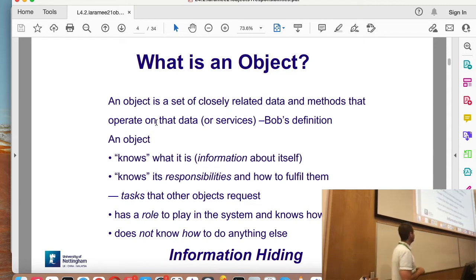And an object is responsible for information hiding. We don't want other objects to have direct access to a given object's information or data. Those are also called member variables. When you think of information, that translates into member variables in the Java language.